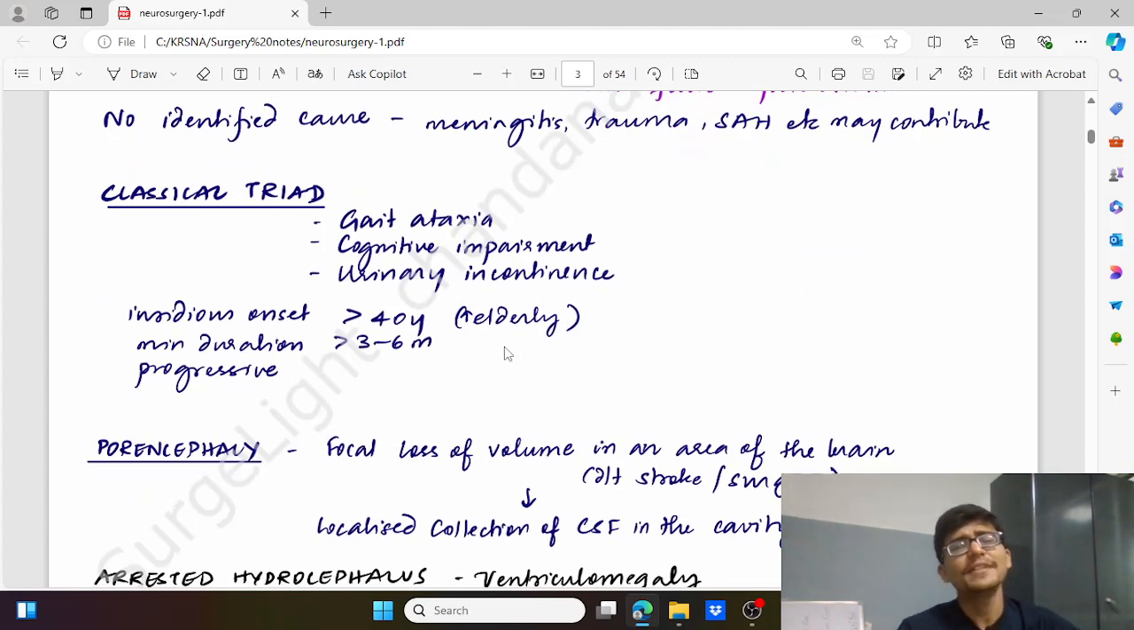There is a classical triad seen in normal pressure hydrocephalus, that is gait ataxia, cognitive impairment, and urinary incontinence. So the patient's gait will be disturbed, there will be ataxia, the patient will not be able to walk properly, there will be cognitive impairment, then urinary incontinence, the patient will not be able to hold urine. It is generally of insidious onset, commonly seen in the elderly. The minimum duration will be more than 3 to 6 months and it will be progressive.